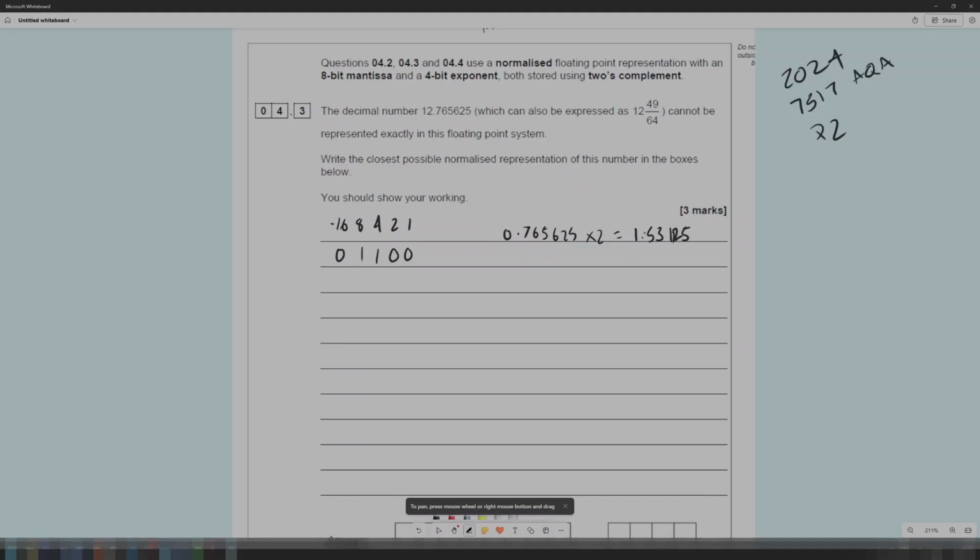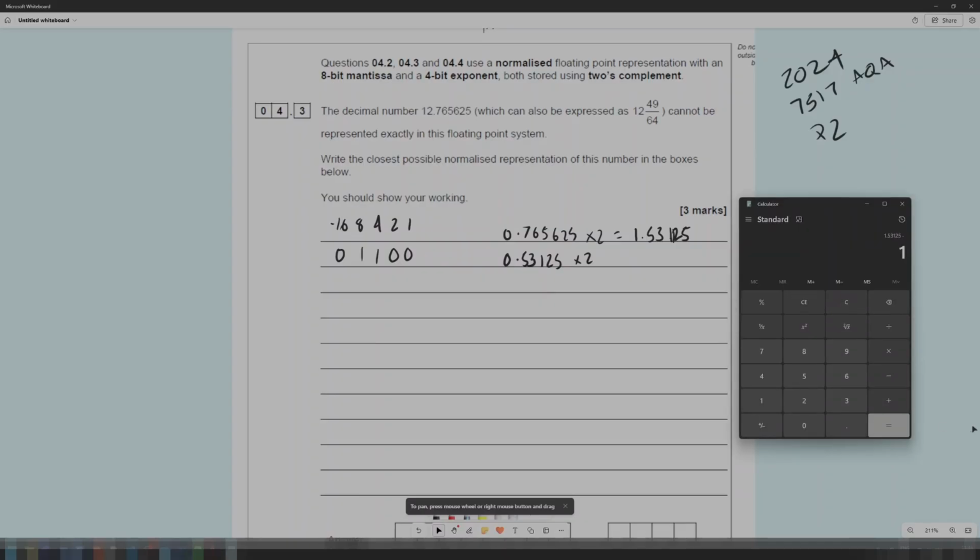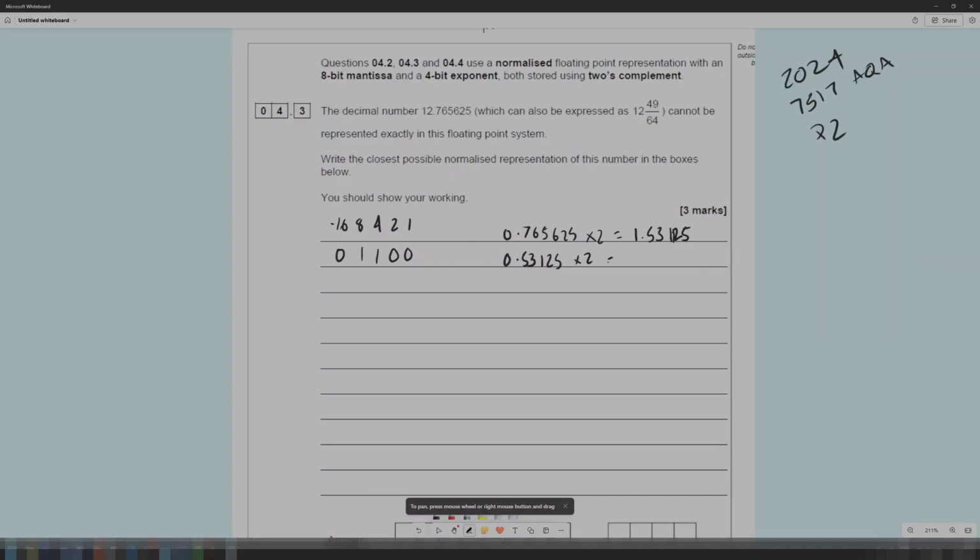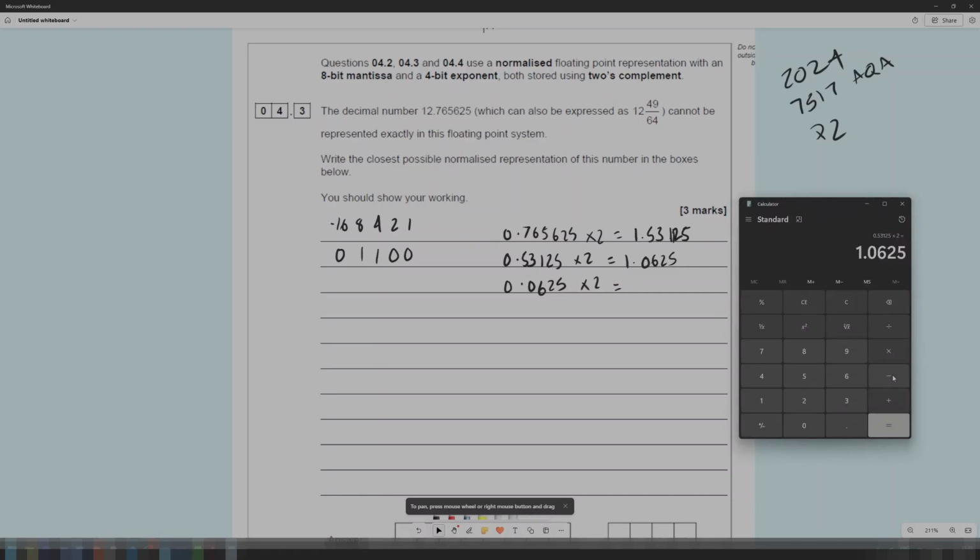Okay, so then we need to take the fractional part and multiply it by 2. So 0.53125, we drop the 1, we're not interested in the whole part. 0.53125 times 2 gives 1.0625. Again, we take the fractional part, 0.0625, times 2. And what do we get for that?